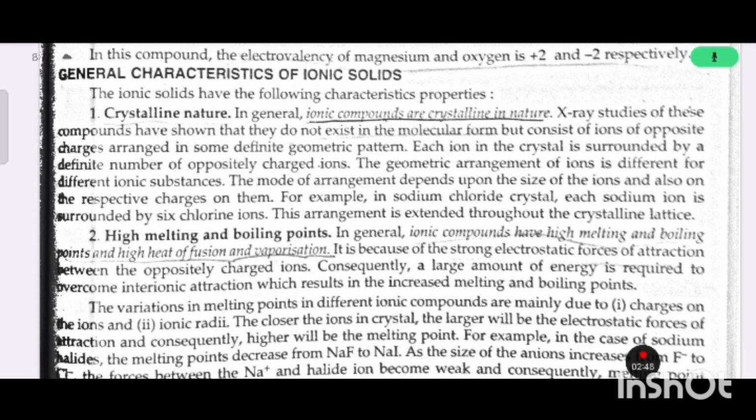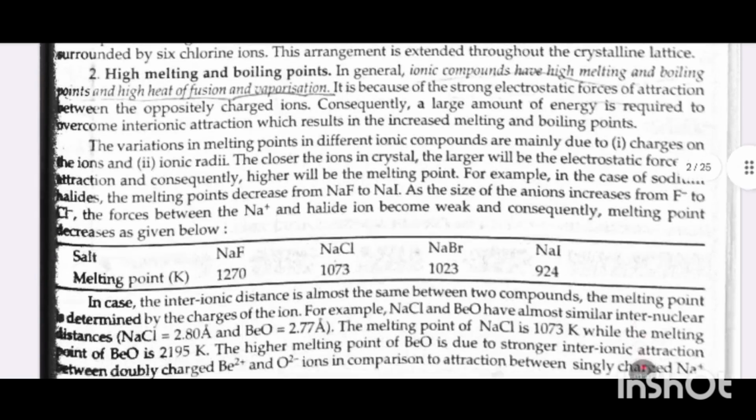High melting and boiling points. In general, ionic compounds have high melting and boiling points and high heat of fusion and vaporization. It is because of the strong electrostatic forces of attraction between the oppositely charged ions. Consequently, a large amount of energy is required to overcome interionic attraction, which results in increased melting and boiling points.